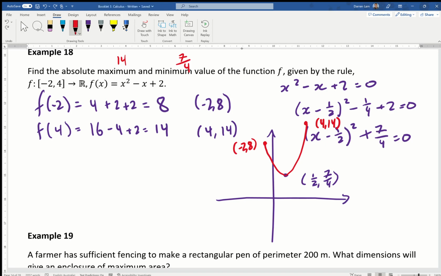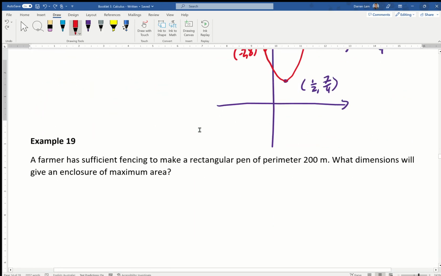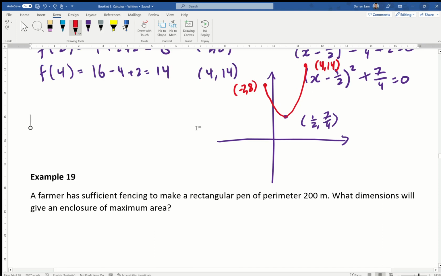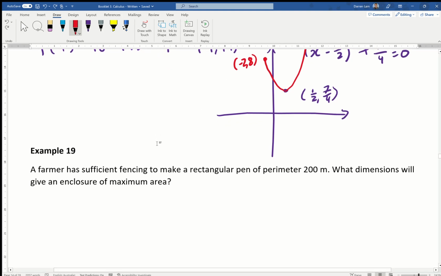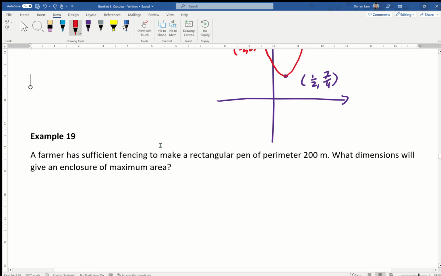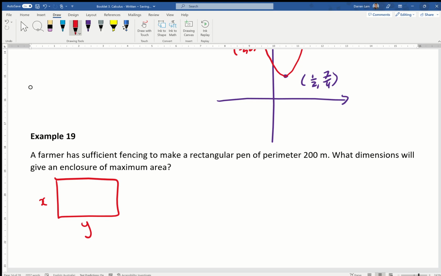Let's look at a word problem before I let you go. So, example 19. A farmer has sufficient fencing to make a rectangular pen of perimeter 200 meters. What dimensions will give an enclosure of maximum area? The first thing I'm going to do is set my domain, right? So just generally speaking, let's call that x and that y. If the perimeter is 200, what is the restricted domain of my x and y values?